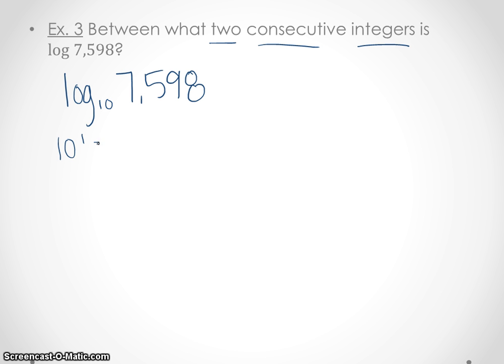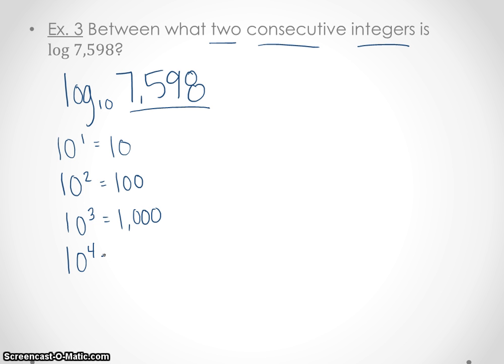So 10 to the first power is, of course, 10. 10 to the second power is 100. Still close, but not quite yet. So 10 cubed is 1,000. Okay, we're in the thousands, so that's good. We're closer to this number. Let's go 10 to the fourth power. That would have 4 zeros, so 10,000. Okay, so now we're already above this number because this is 7,000.